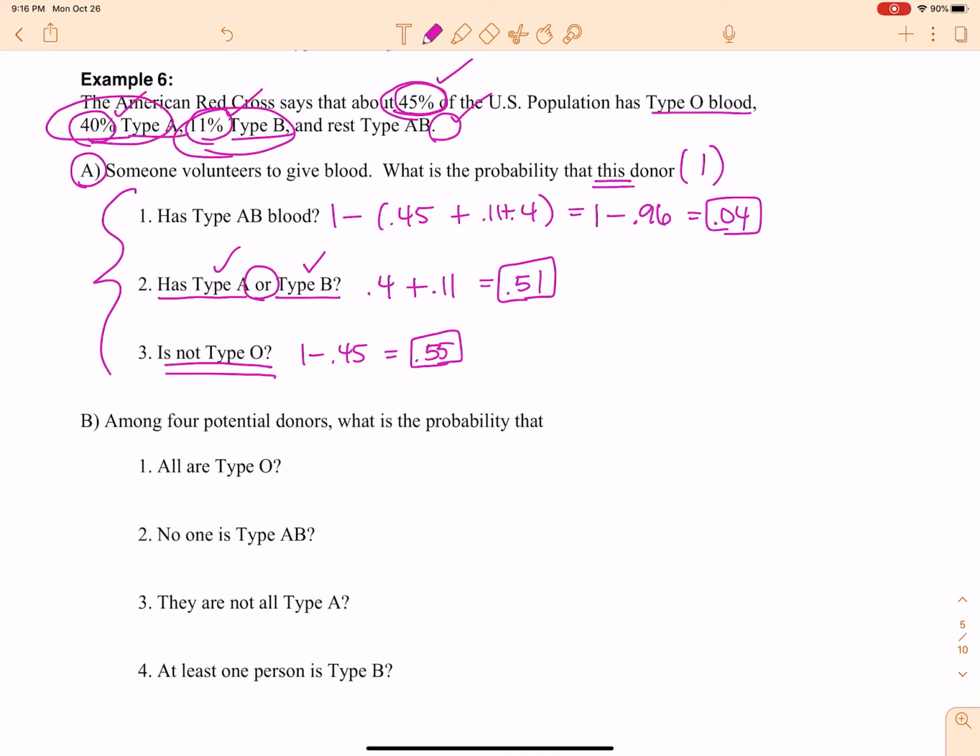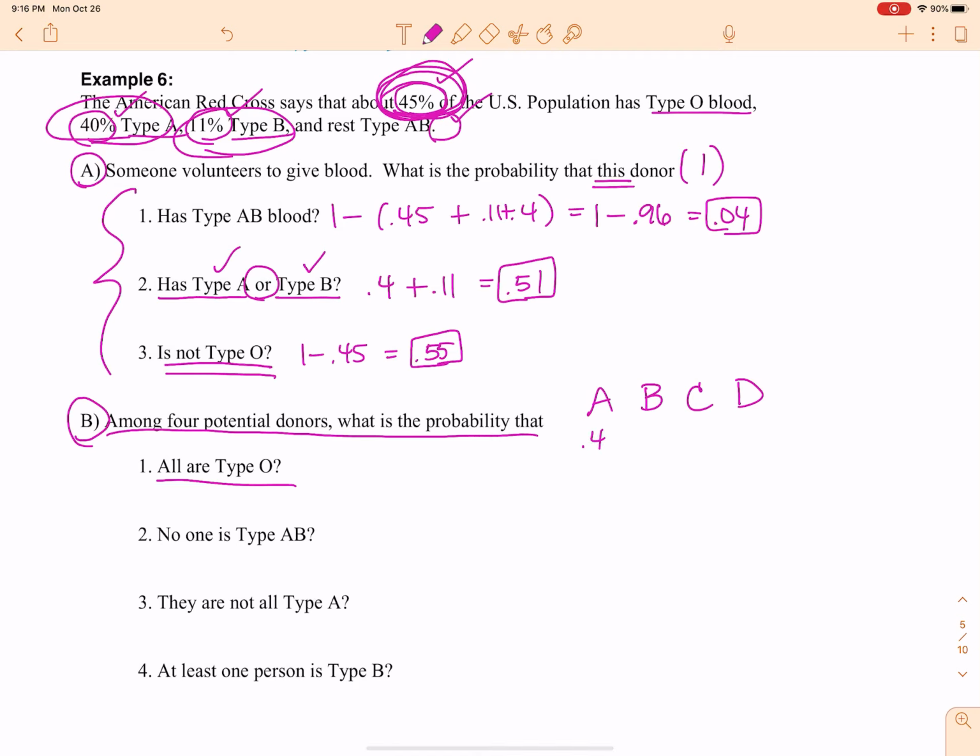Now, let's make it more challenging, because that's what we do. Part B asks, among 4 potential donors, what is the probability? Now we're looking at person A, person B, person C, person D. So we've got 4 blood donors here. What is the probability they're all type O? Well, the probability any single person is type O is 0.45. That's given in the stem of the problem.